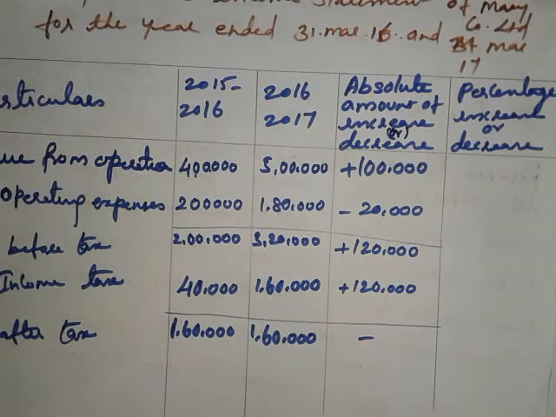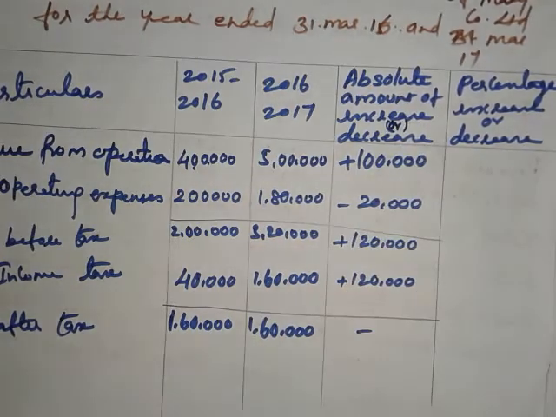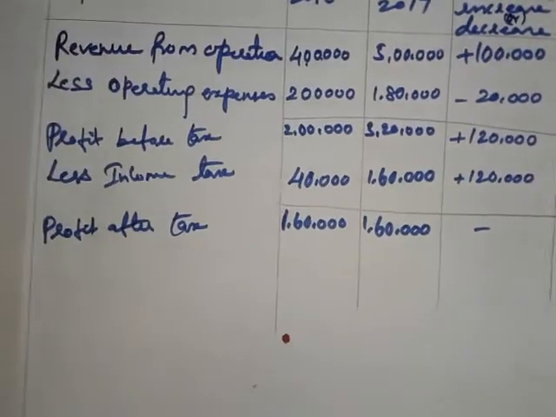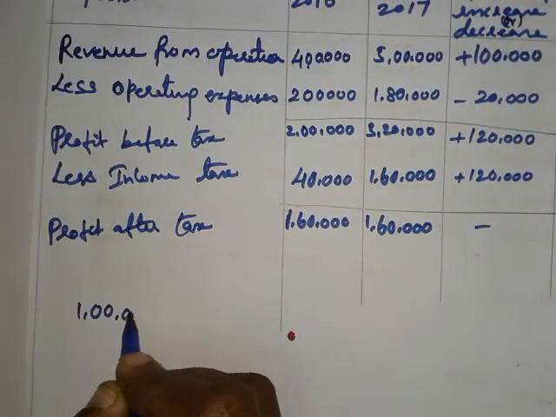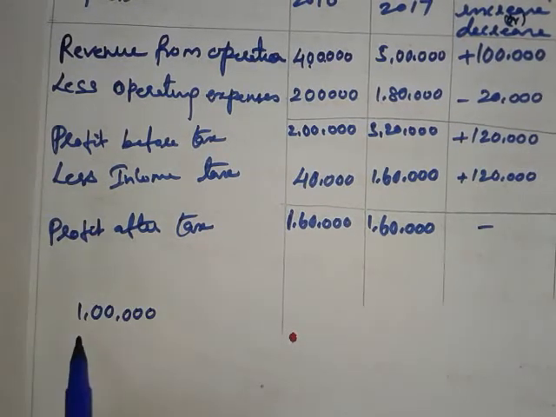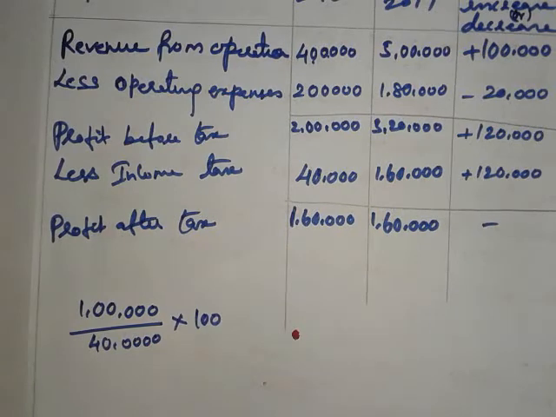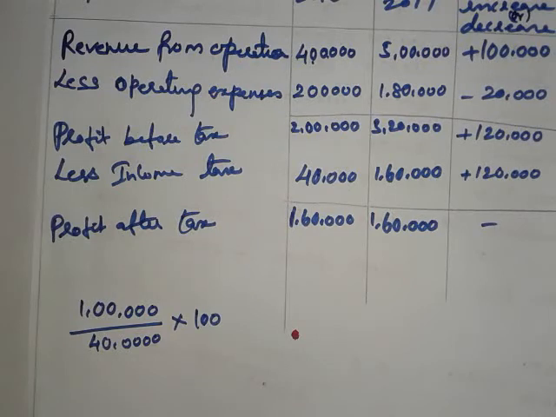You know how to calculate the percentage. We have to take the first year amount and the absolute amount increase value. So when we make this problem, you can make it like this. The increase value is 1 lakh, divided by 4 lakhs, into 100. How much will you get? This is the increase value, 1 lakh, and this is the first year, 4 lakhs. Okay.